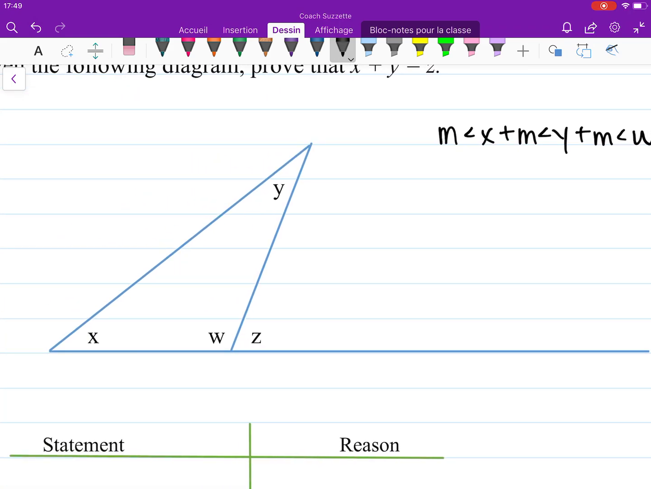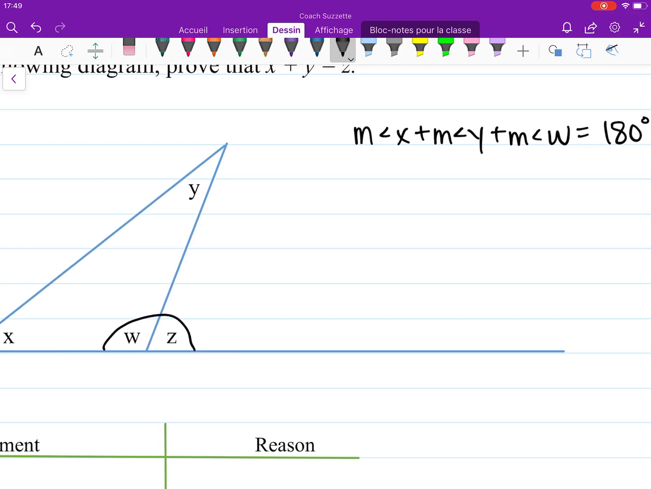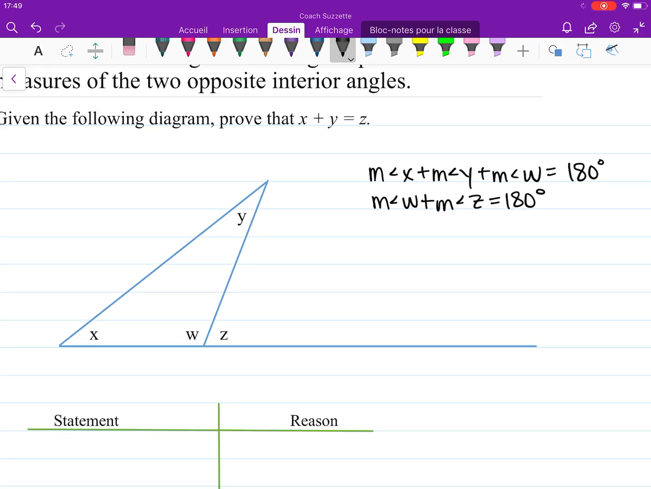What else? Well, we can see this is a straight line. So this is a linear pair, and linear pairs form supplementary angles. That will look like measure of angle W plus the measure of angle Z equals 180 degrees. We want to get to x plus y equals z. We want this to be equal to this.